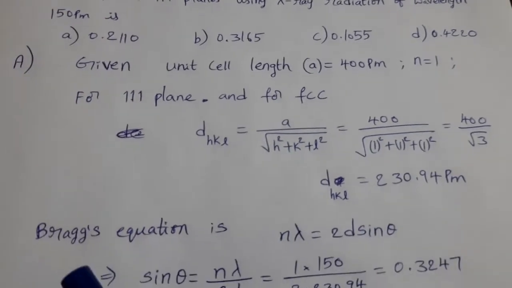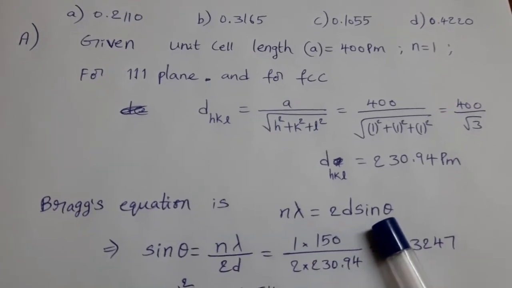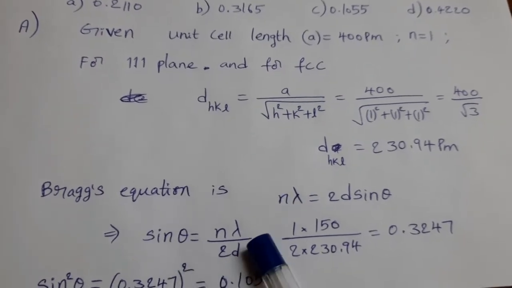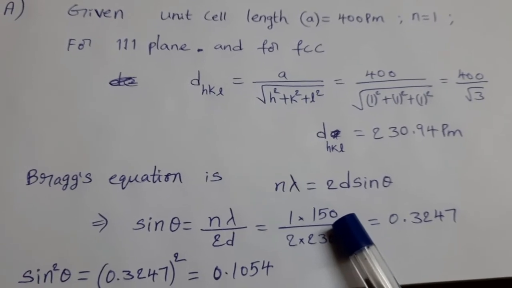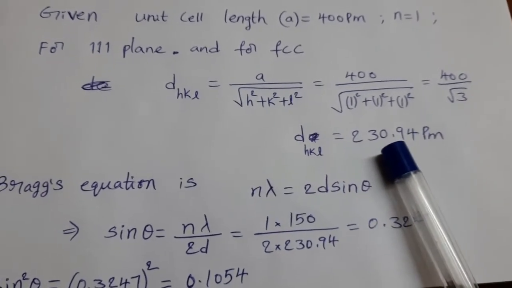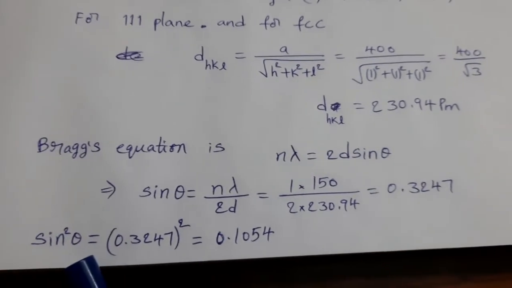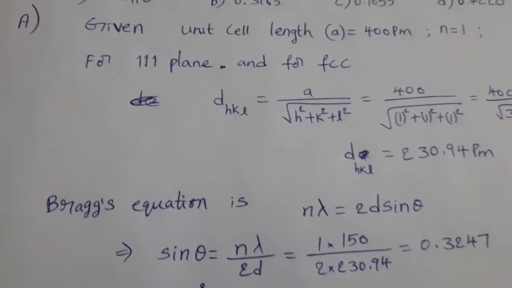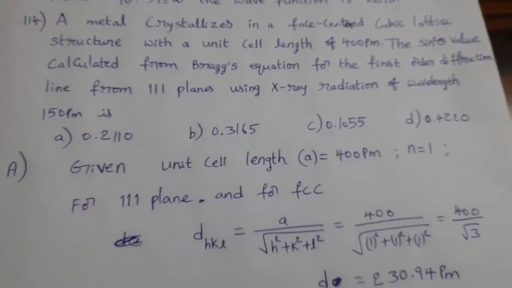230.94 picometers. Now, Bragg's equation is n lambda equal to 2d sine theta. Sine theta we want, so sine theta equal to n lambda by 2d. Substitute n value, lambda is given in the question, 2 into d, which we calculated in the previous step. Substitute, then we can get sine theta. From this, sine square theta equal to 0.1054. Then what is the option? Option C is the answer.